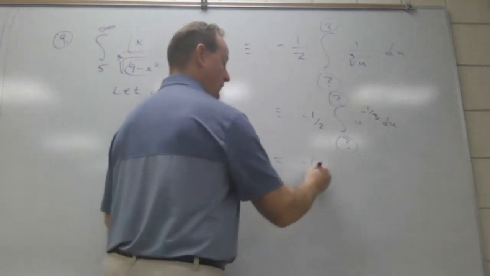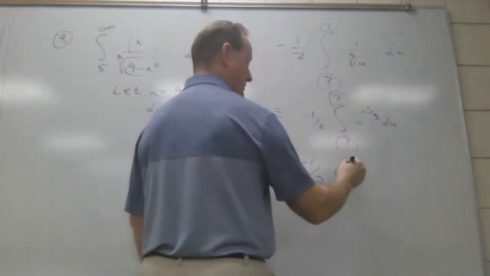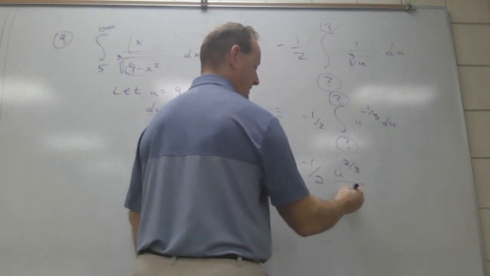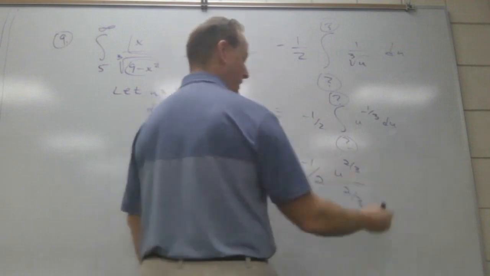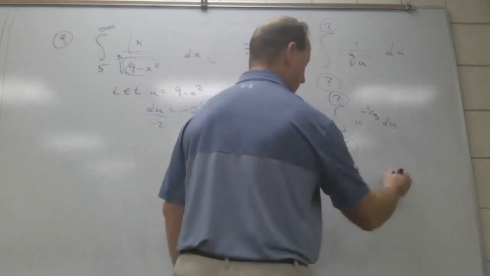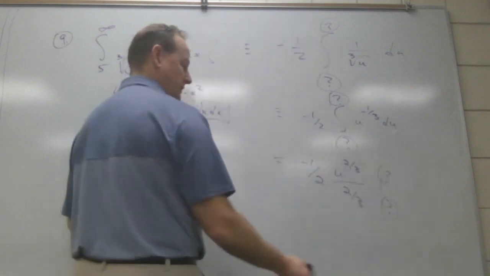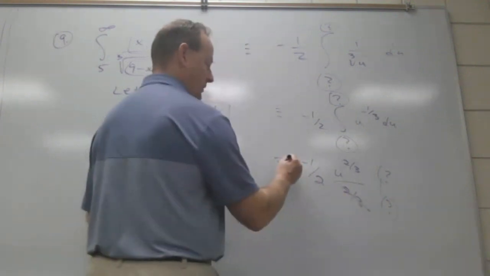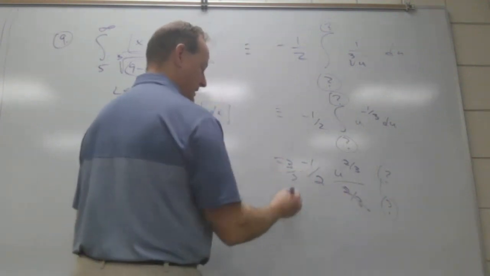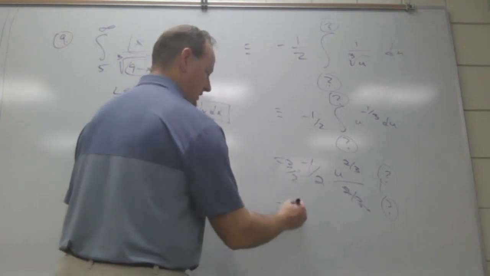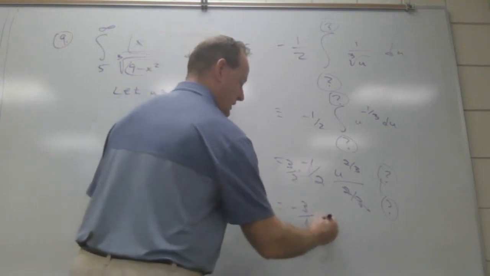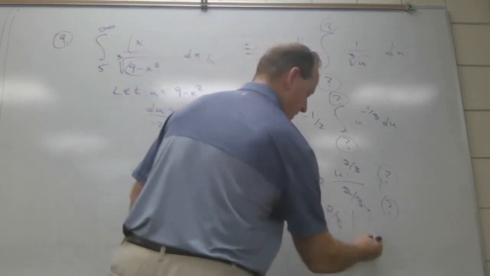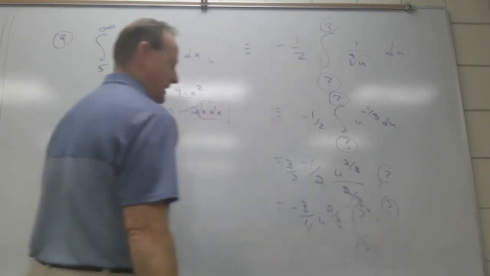So what's that? It's minus 1/2. Add 1, so it's u to the 2/3 divided by 2/3, right? And then I would put plus c, but I don't need that because it's a definite integral, evaluated from certain limits. So instead of dividing by 2/3, I'm going to multiply by the reciprocal. So I'm going to multiply by 3/2, right? And so that is going to be minus 3/4 u to the 2/3, evaluated from whatever to whatever, right?